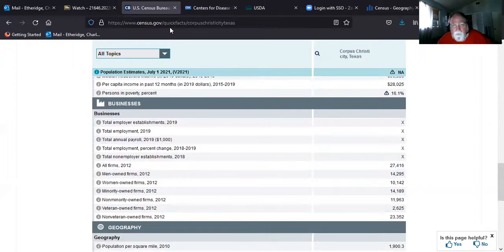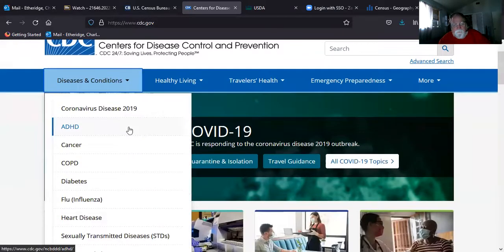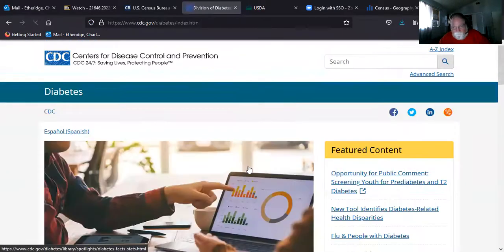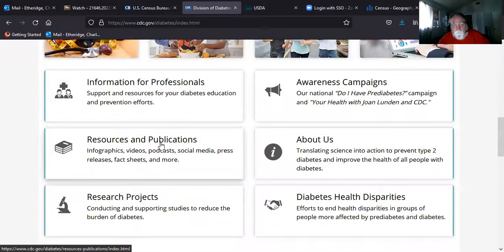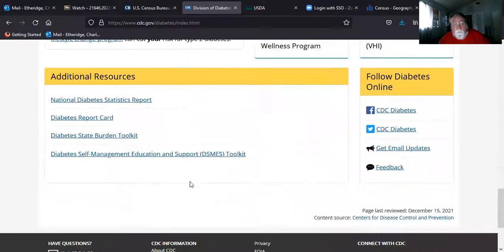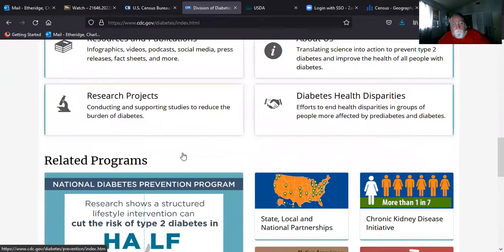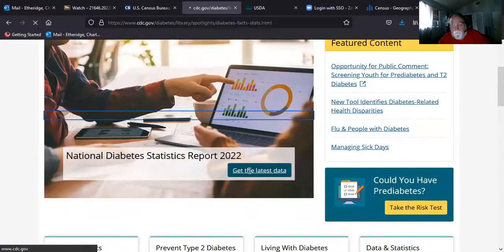So let's look at the Centers for Disease Control. Do some different things. Diseases and conditions. Let's look at diabetes. We get resources and publications, information, awareness campaigns, the diabetes statistics report as well. So what can we get? Let's get the latest diabetes statistics as well.